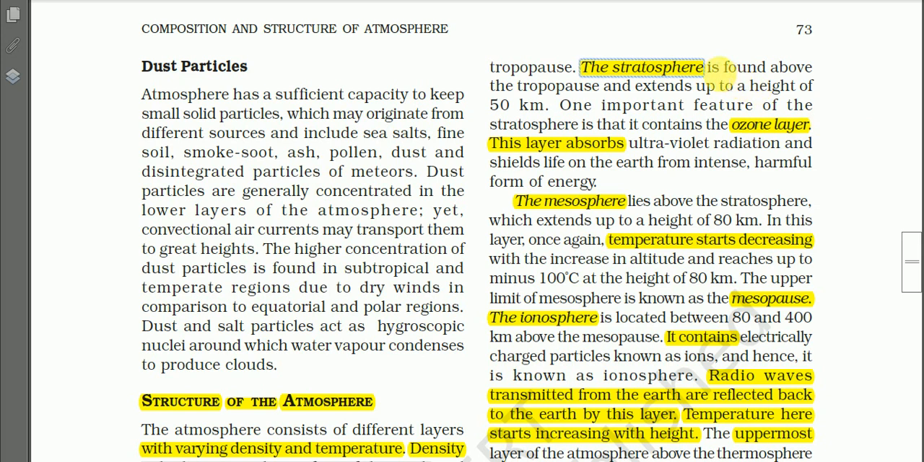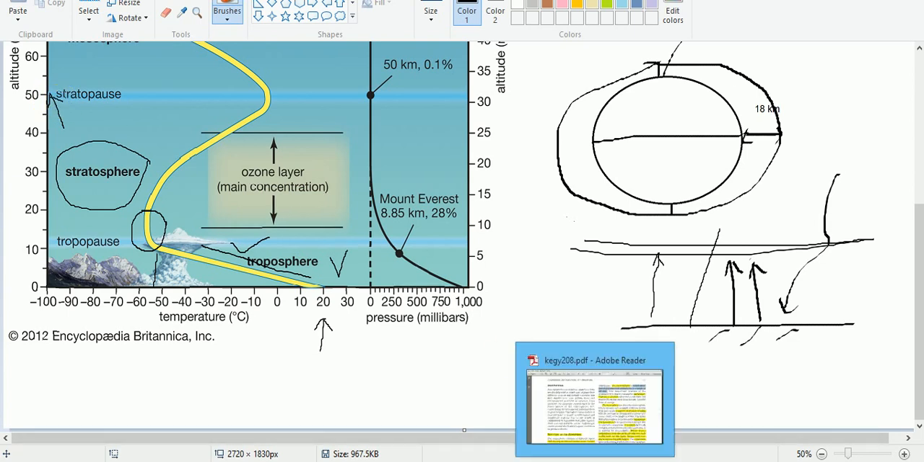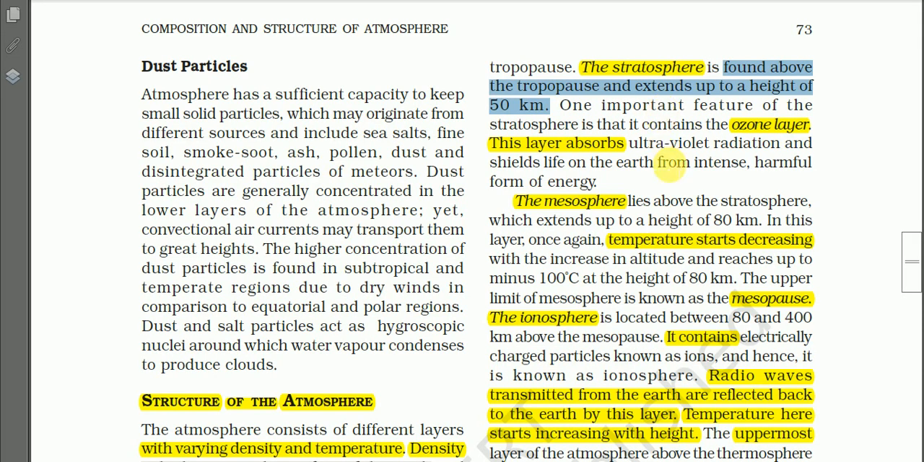So you have known that the stratosphere is found above the Tropopause and extends up to the height of 50 kilometers. You may be seeing here that this stratosphere extends up to 50 kilometers. And one important feature of the stratosphere is that it contains the ozone layer.